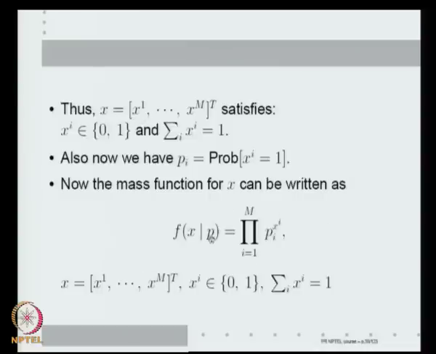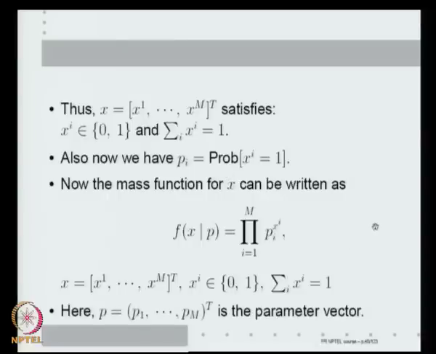So, if x, for example, takes value 1 0 0 0, then f of x given p will be p1 to the power 1 and all others to the power 0. So, this is p1, and that is exactly what the probability is. This is a mass function. So, probability x is equal to 1 0 0 0 is p1, probability x is equal to 0 1 0 0 is p2 and so on. So, this is the right expression for the mass function of x. Okay. So, given this mass function of x and IID samples of x, we need to estimate the parameter vector p1 to pm.